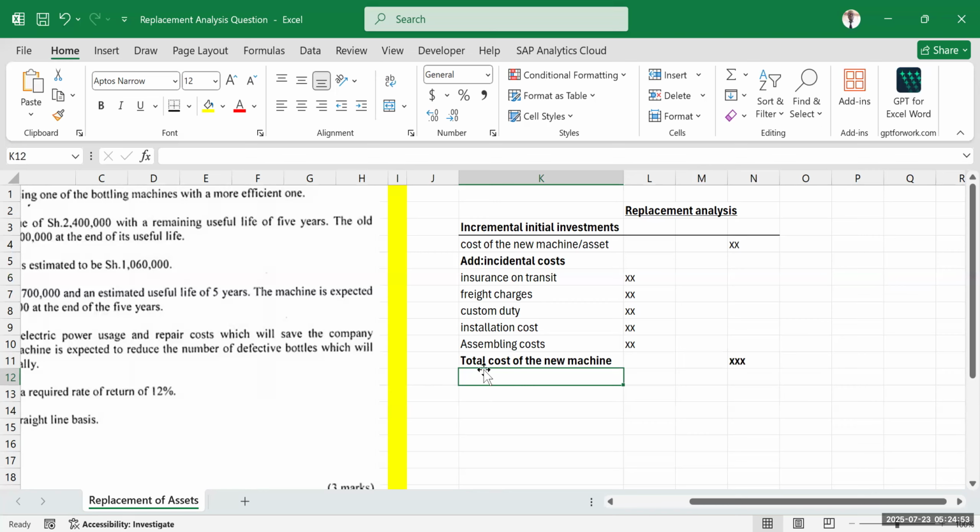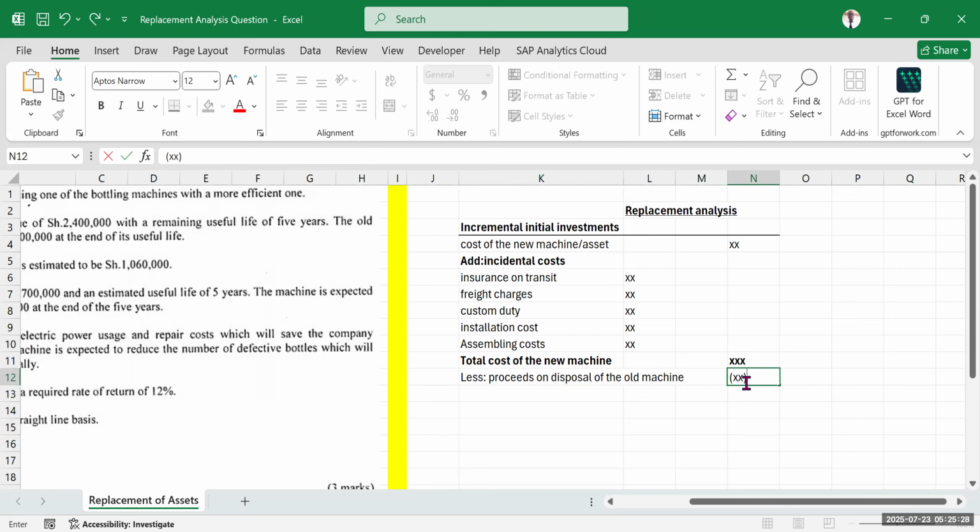So whatever you realize when you dispose of or sell that old machine, that is an inflow. So it should reduce the amount you're spending to buy the new one. So you consider it under this section of incremental initial investment. So what do we say? You less proceeds on disposal of the old machine. Good. So that proceeds, you will less it. And when you less it, it will reduce the amount you spend to buy the new machine that is replacing the tired and old one.